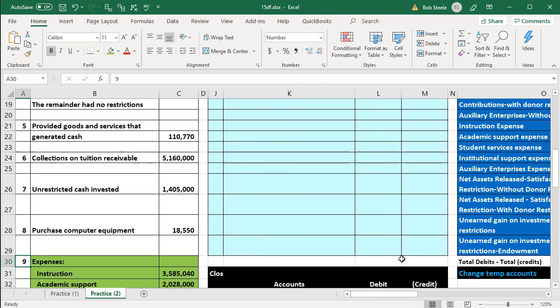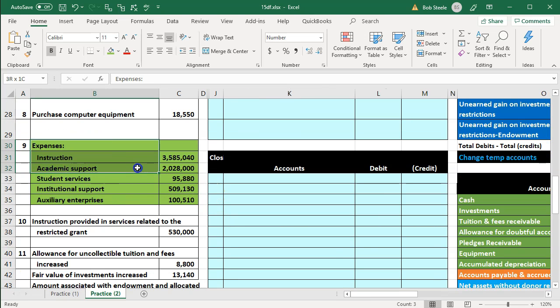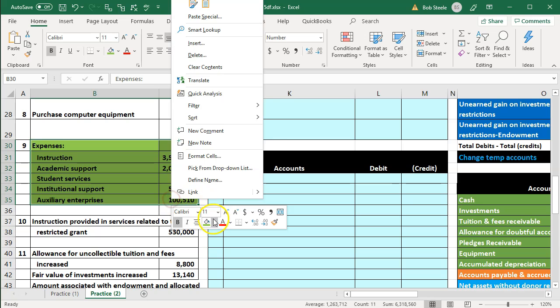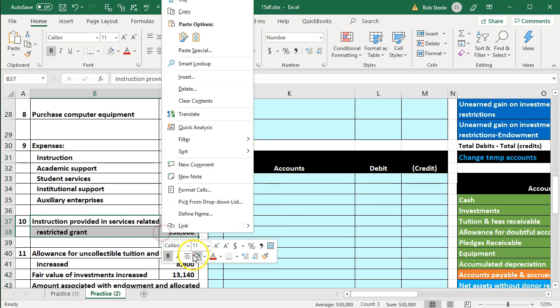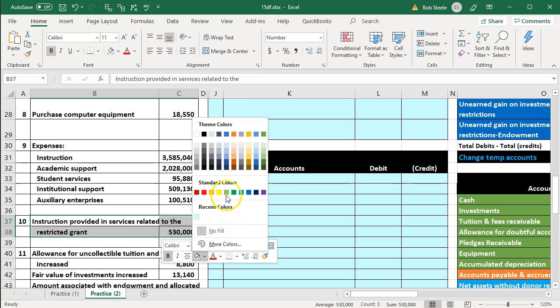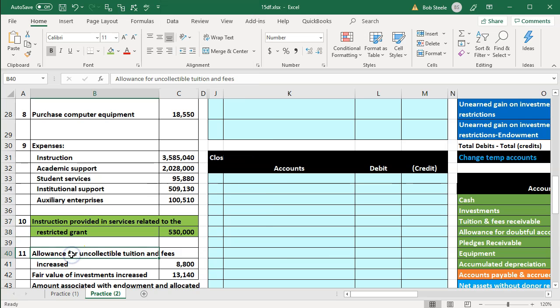So now we can go to the left. We can go to the next transaction, which is going to be number 10. We're going to ungreen number 9 so that we can then move on to the new one, number 10. So we'll highlight number 10 or select it and make it green. And that one says, instruction provided in services related to the restricted grant. And that's going to be cash paid out. So we're going to have a transaction where cash is going out.